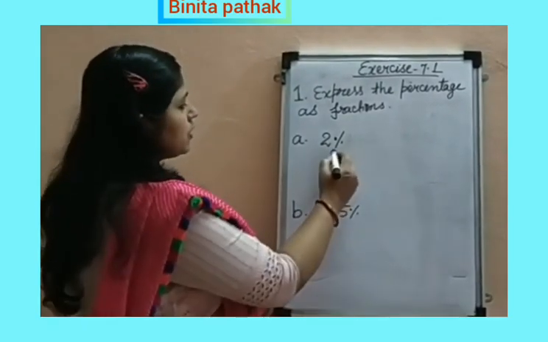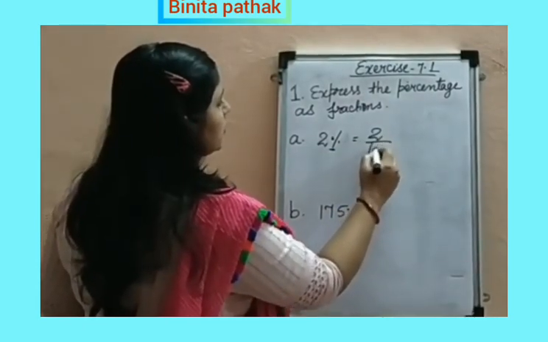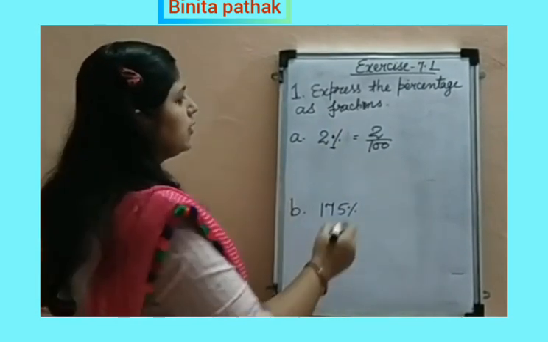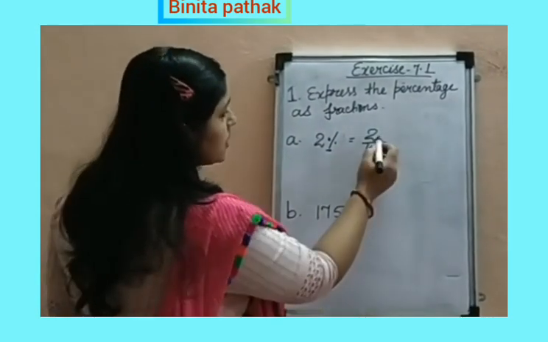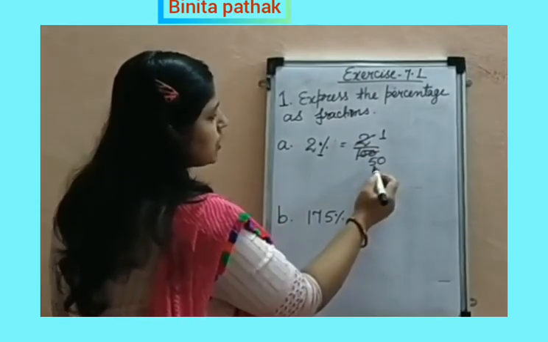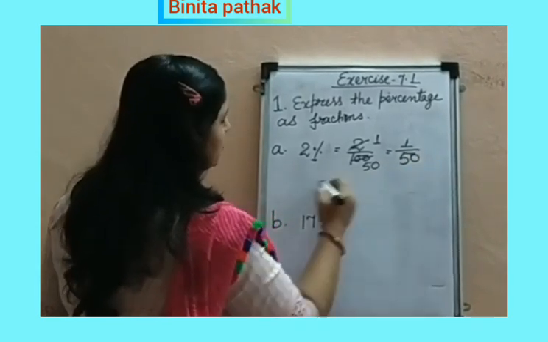So when we remove the sign of percent, it will be 2 upon 100. Numerator is 2 and denominator is 100. Now can we cancel the number? Yes, 50 2s are 100. 2 1s are 2 and 50 2s are 100. So the fraction is 1 upon 50.